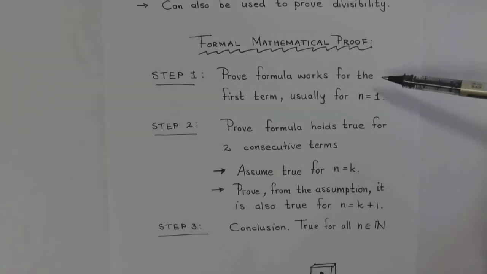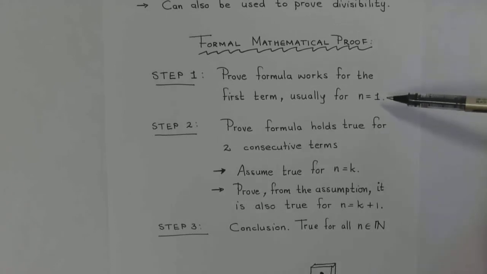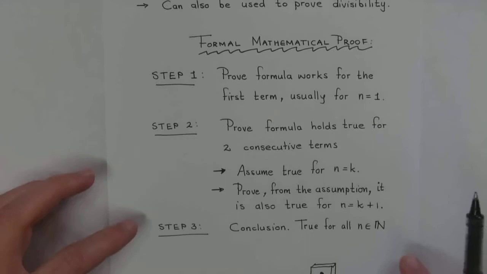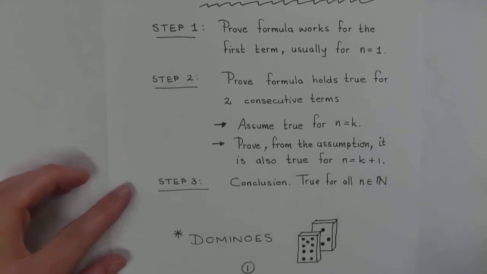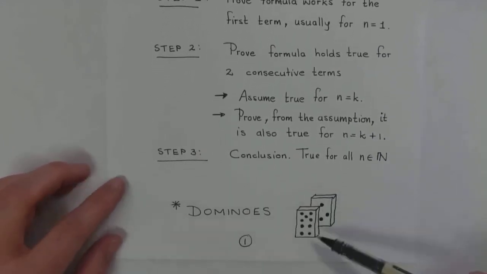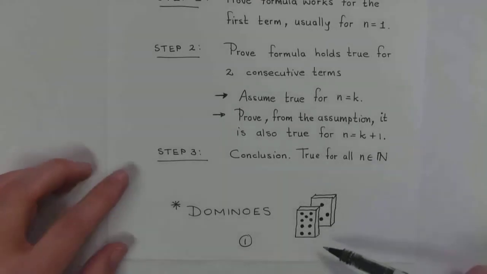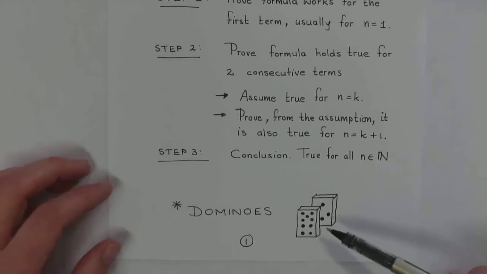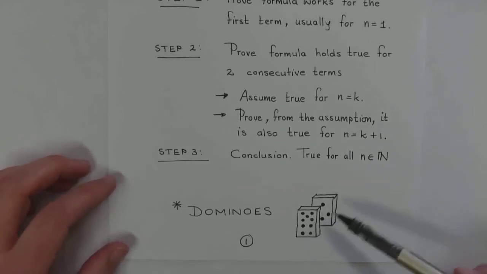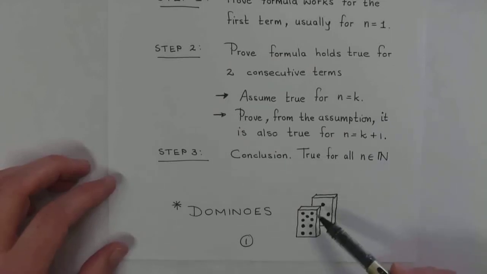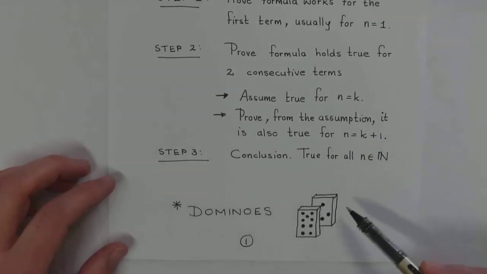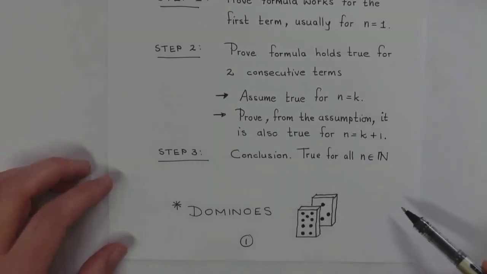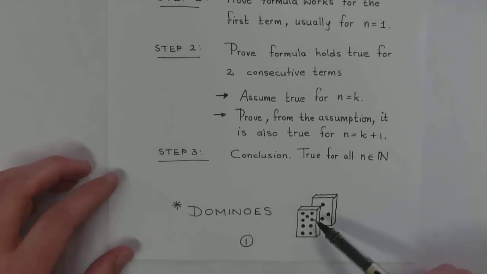So step 1 says, prove the formula works for the first term, usually for n equal to 1. In the textbook they also say this is a lot like dominoes. Now dominoes, I'm talking about the fun dominoes, not the dominoes game that you play. I don't think anybody's really ever played the game dominoes. I surely haven't. I'm talking about when you stack dominoes in a row and you keep stacking them. And then you push over that first domino, and the first one then makes the second one collapse and so forth. And it causes a chain reaction pretty much. So that's what we're looking at: a chain reaction.